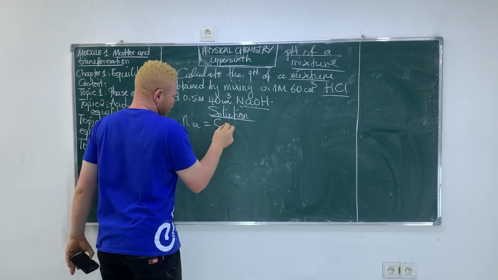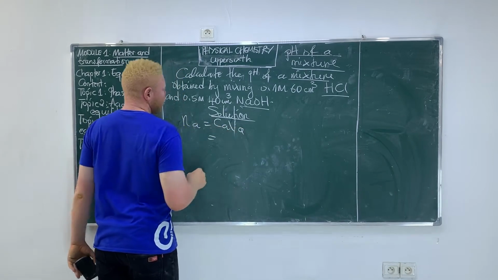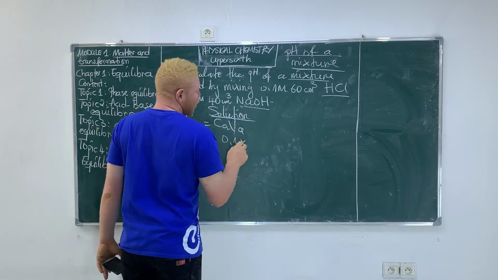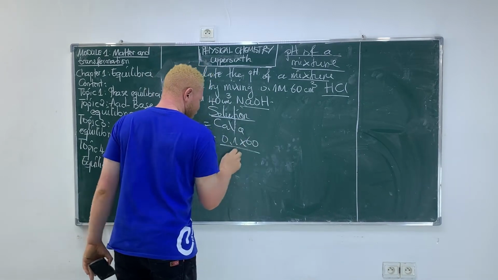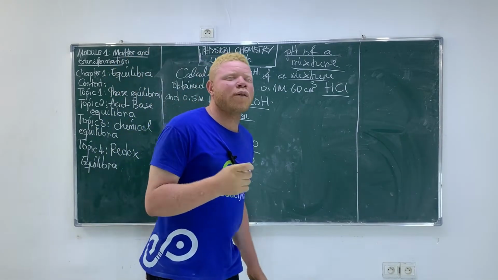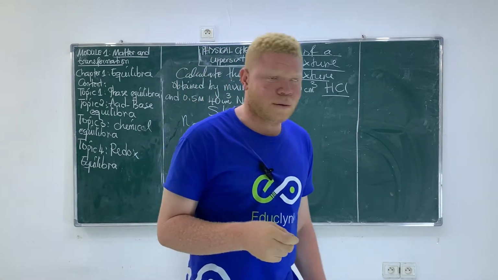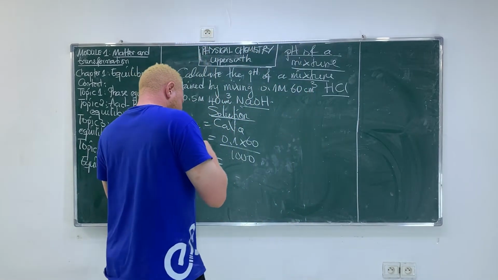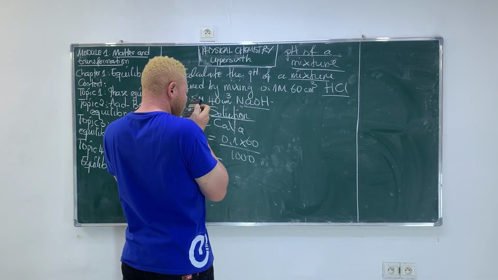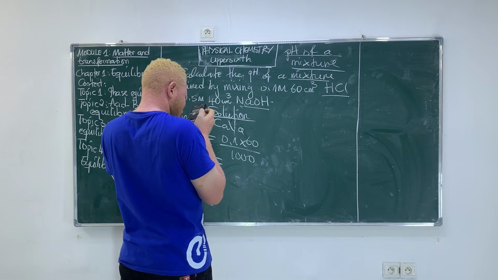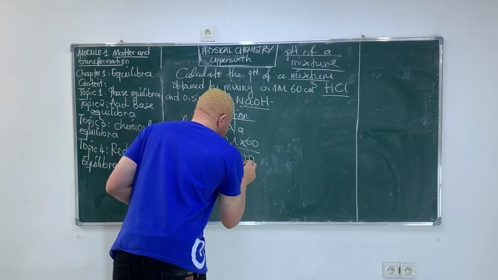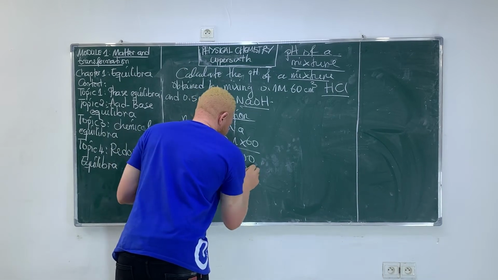n acid equals C acid times V acid. C acid is the concentration of the acid, 0.1, and the volume of the acid is 60, divided by 1000, because we convert the volume from cm³ to dm³. That gives us 0.006 mole.